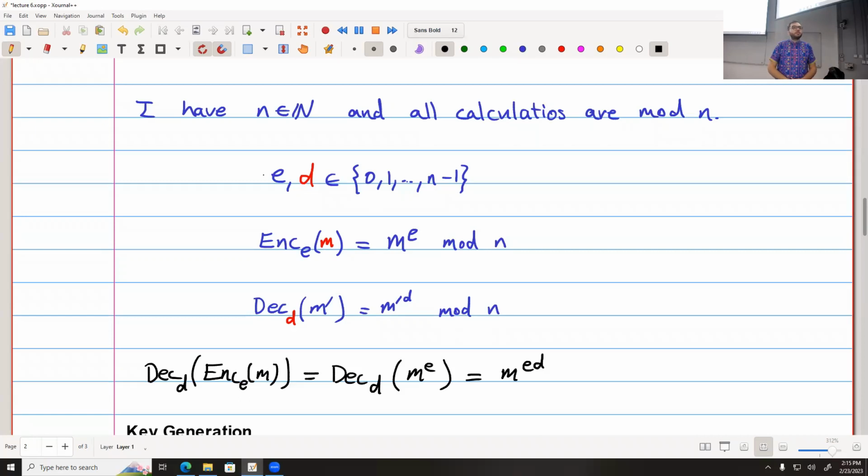But of course, I want this to be the same as my original message M. So I need this to be equal to M. Right? Otherwise, my scheme is not working. So now the question is, how do I generate my keys? How do I generate two numbers, or actually three numbers, because I also have to generate my modulus N. So how do I generate three numbers, E, D and N, such that for any message M, M to the power of ED is equal to M modulo N? That's the problem I have to solve.